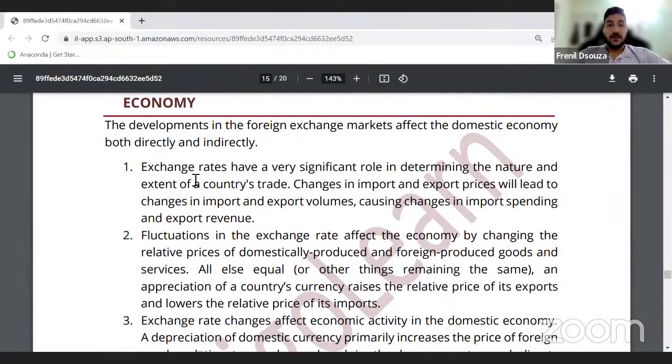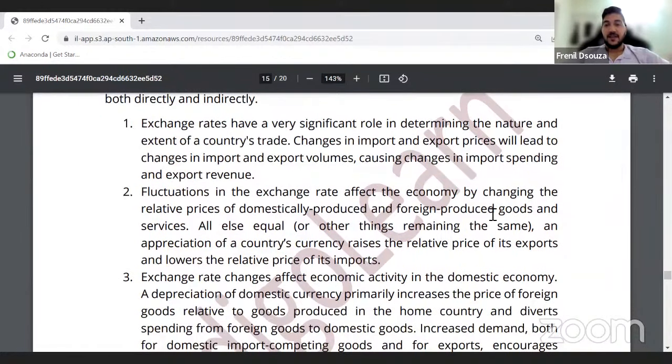We know that the exchange rates have a very significant role in determining the nature and extent of country's trade. Changes in import and export prices will lead to changes in import and export volumes, causing changes in import spending and export revenue, right? So a lot of changes, right? A lot of companies in a country will depend upon import and export. So there will be a big change whenever there is a change in the exchange rates. That is why it is taken up as such an important issue, and so many debates and discussions you can see whenever the currency starts appreciating or depreciating fast.